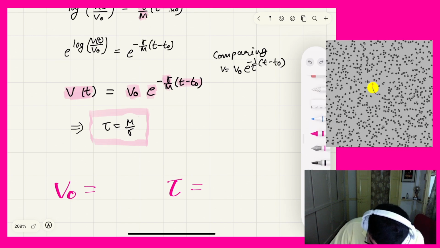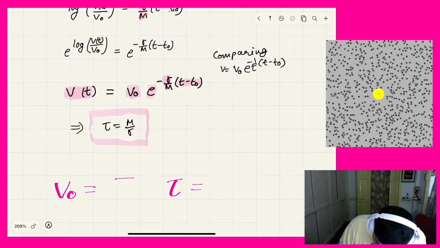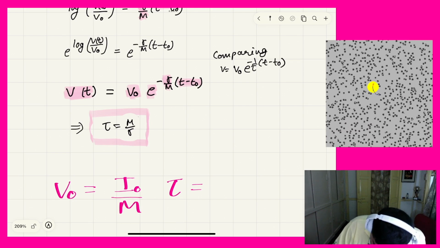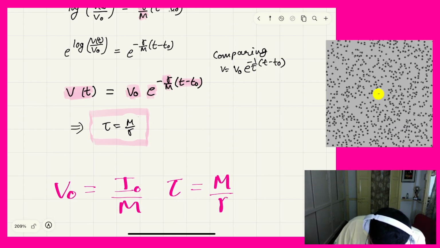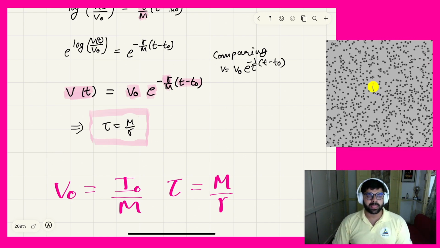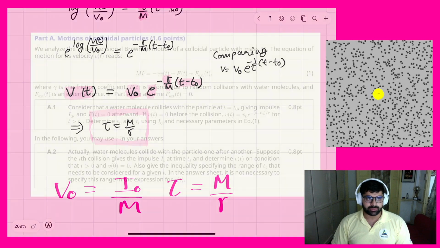So we can write the final solution as v naught is equal to I naught by m, and tau is equal to m by gamma. I hope you had fun solving this question with me. Let us look at the next question.